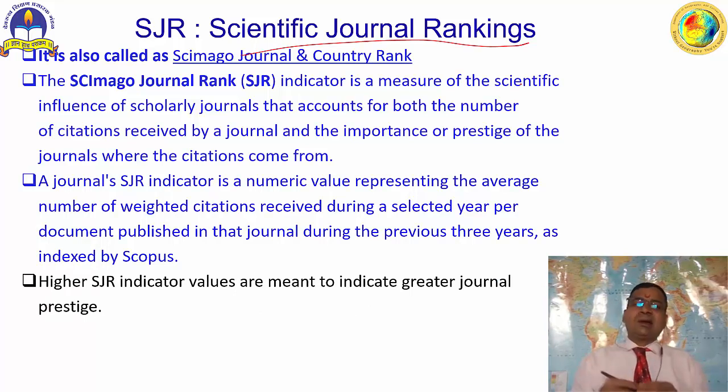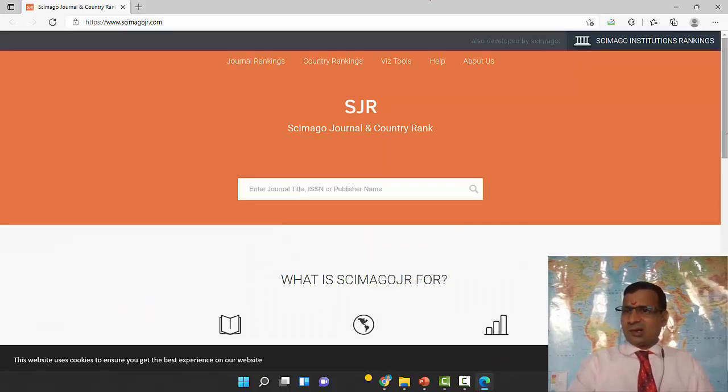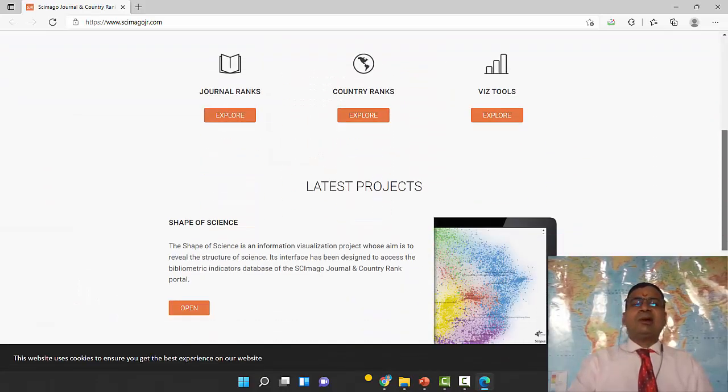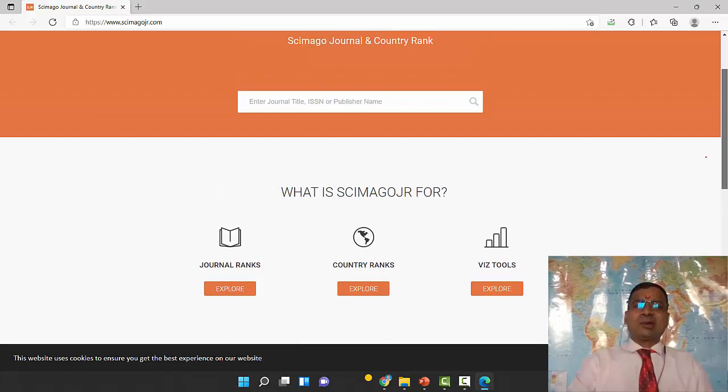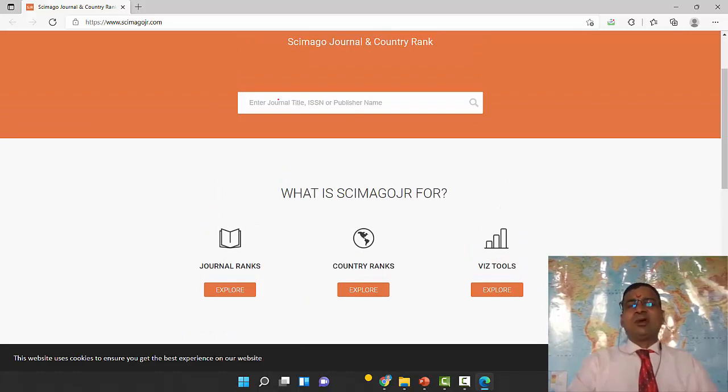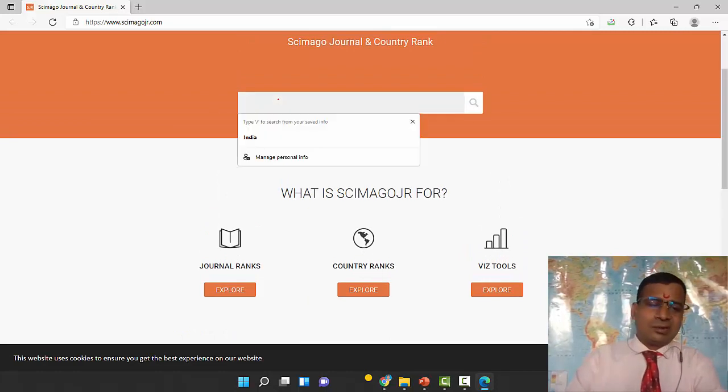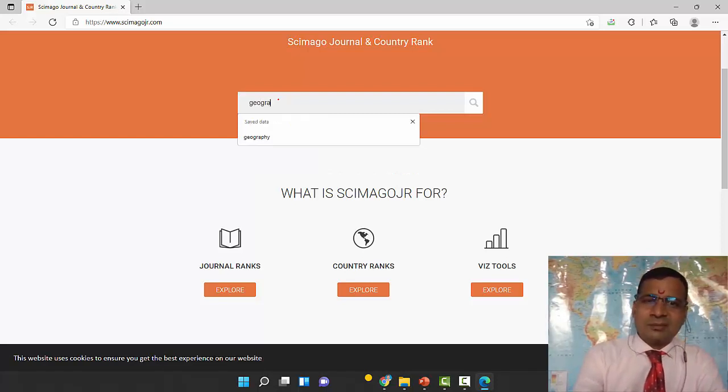Higher SJR indicator values are meant to indicate greater journal prestige. If we go to the SJR website at that time, you will be able to find out the journal. Suppose I am going to find out the journal related to geography. I will just type here geography.